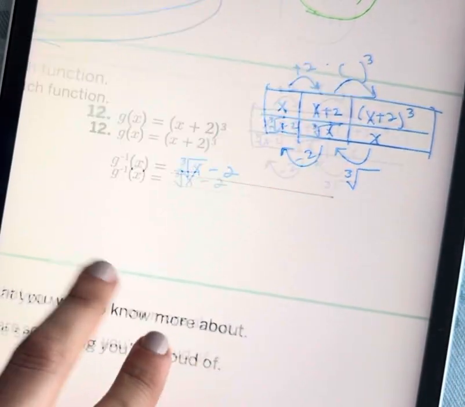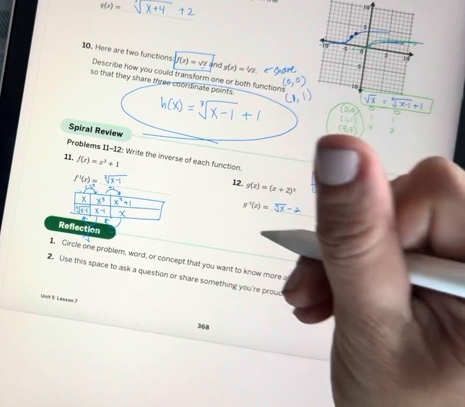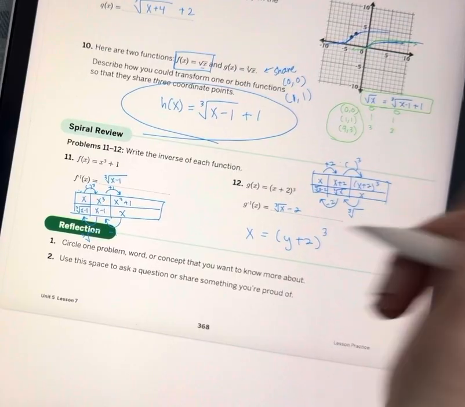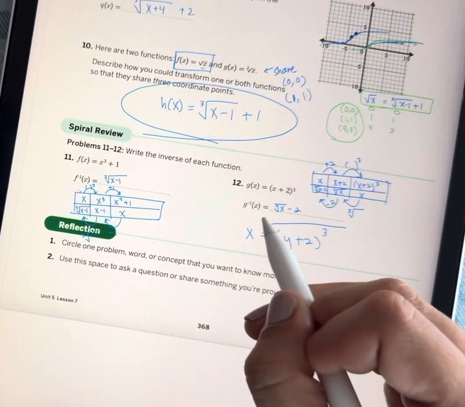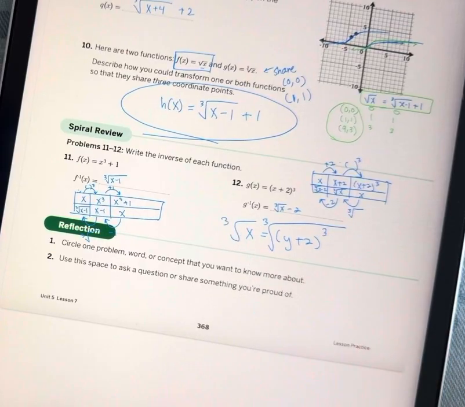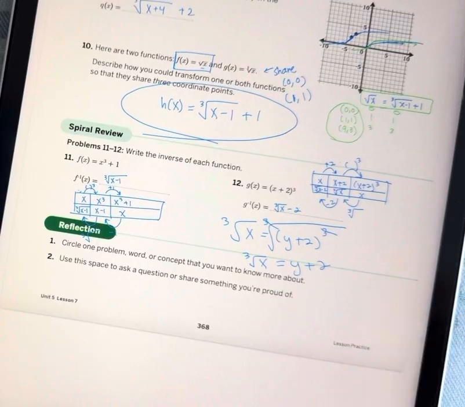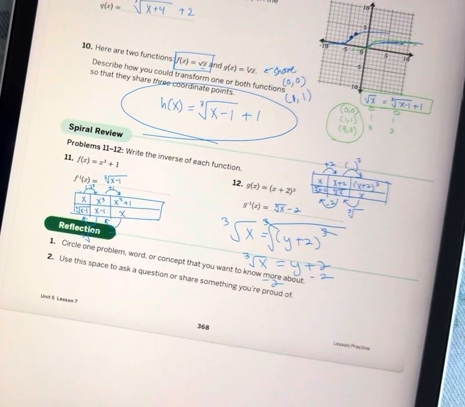Alrighty. You're welcome to do this algebraically. You would just switch your x and y. And then you solve it, right? So get rid of that cube with a cube root. Cancel, cancel. Get rid of the plus 2 with a minus 2. Get the same exact answer we did. All right. That's it. Good luck, guys.